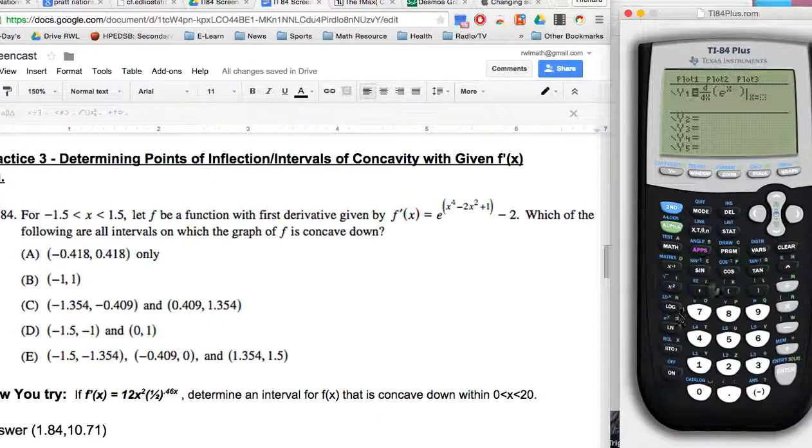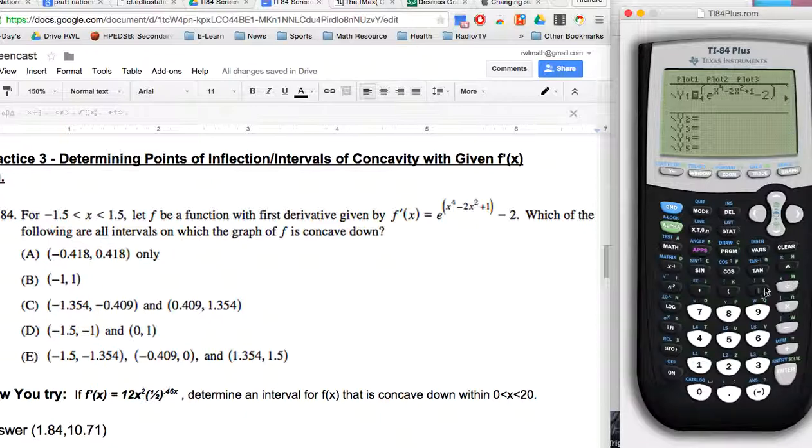x to the fourth, arrow over, minus 2x squared plus 1, and then arrow over to get out of the e, and then minus 2. I could have had that whole thing in brackets, but I didn't. So, but I do have this whole thing in brackets, so I'm going to end a bracket there.